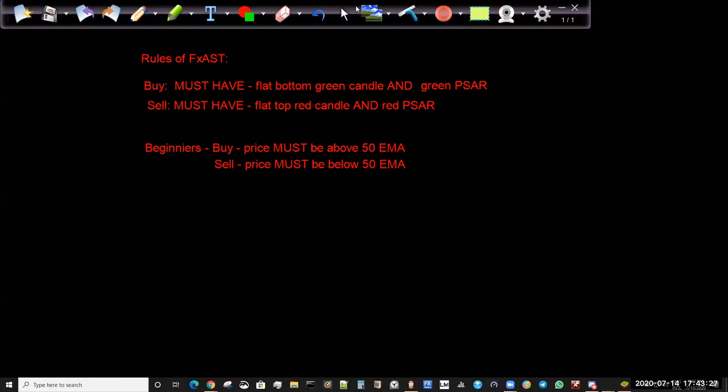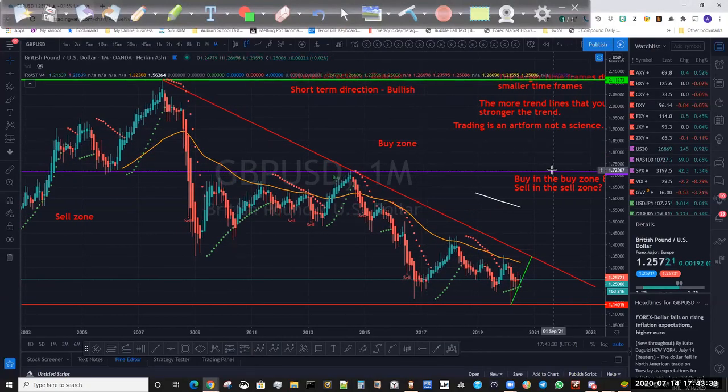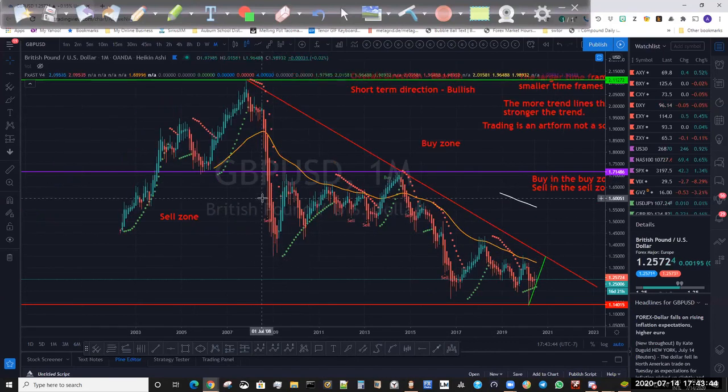All right, so we're going to go back to the chart. And again, I'm here on the monthly. We're going to get really granular as the class progresses. All right, so we know we have established our overall direction. We have established our short-term direction.